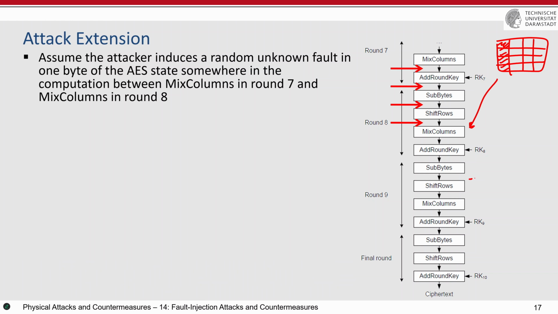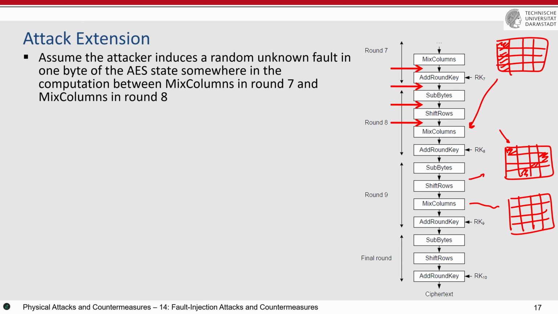And due to this shift rows, it becomes faulty, and because of this mixed column, of course, it means that you injected a fault on this byte of the first column, this byte of the second column, this byte of the third column, and this byte of the fourth column. Then you need to make your model a bit different.